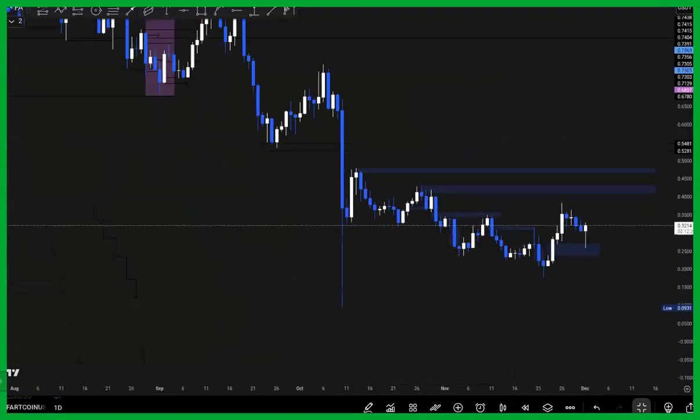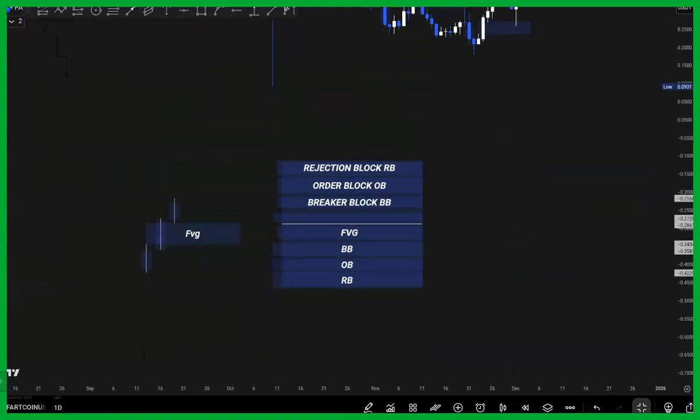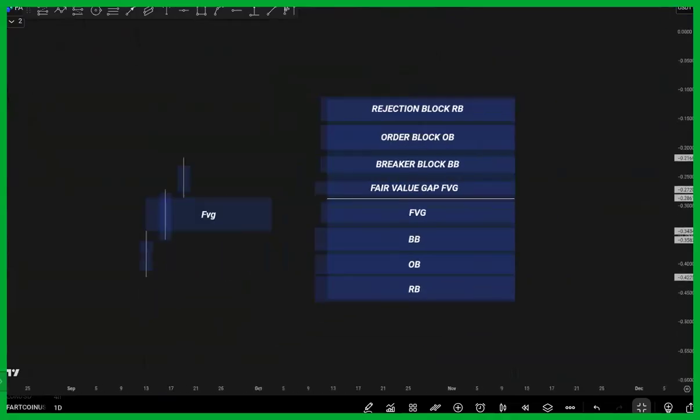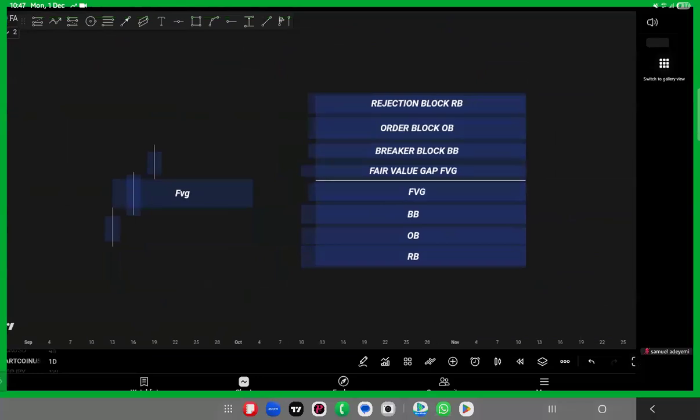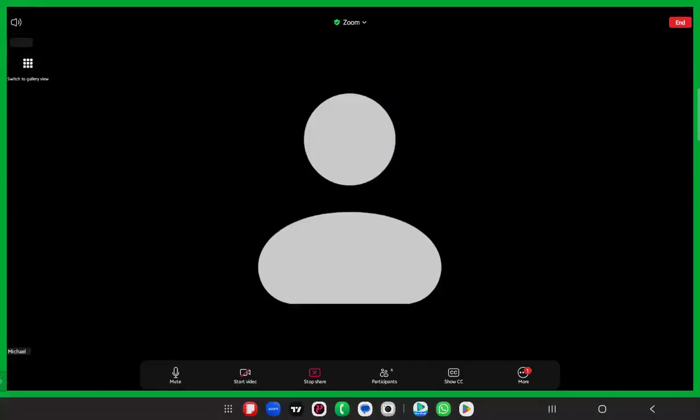Because of our next class, we will talk about the breaker block and the order block. All right. So, for any further questions, if you have any question, please, I'm all ears right now. Any question?